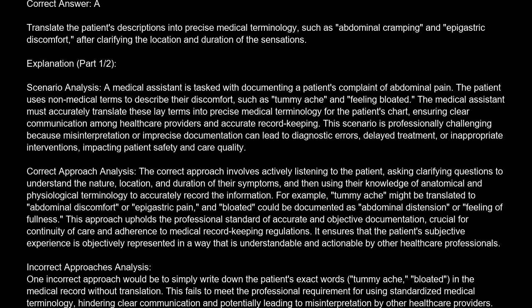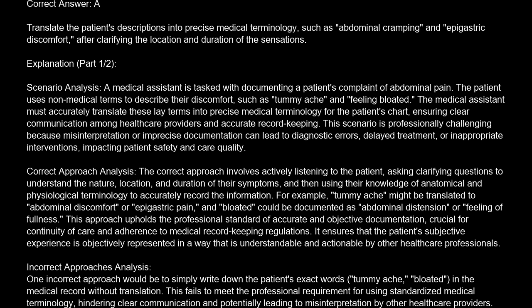Translate the patient's descriptions into precise medical terminology, such as abdominal cramping and epigastric discomfort, after clarifying the location and duration of the sensations. Explanation. Scenario analysis. A medical assistant is tasked with documenting a patient's complaint of abdominal pain. The patient uses non-medical terms to describe their discomfort, such as tummy ache and feeling bloated. The medical assistant must accurately translate these lay terms into precise medical terminology for the patient's chart, ensuring clear communication among healthcare providers and accurate record keeping.